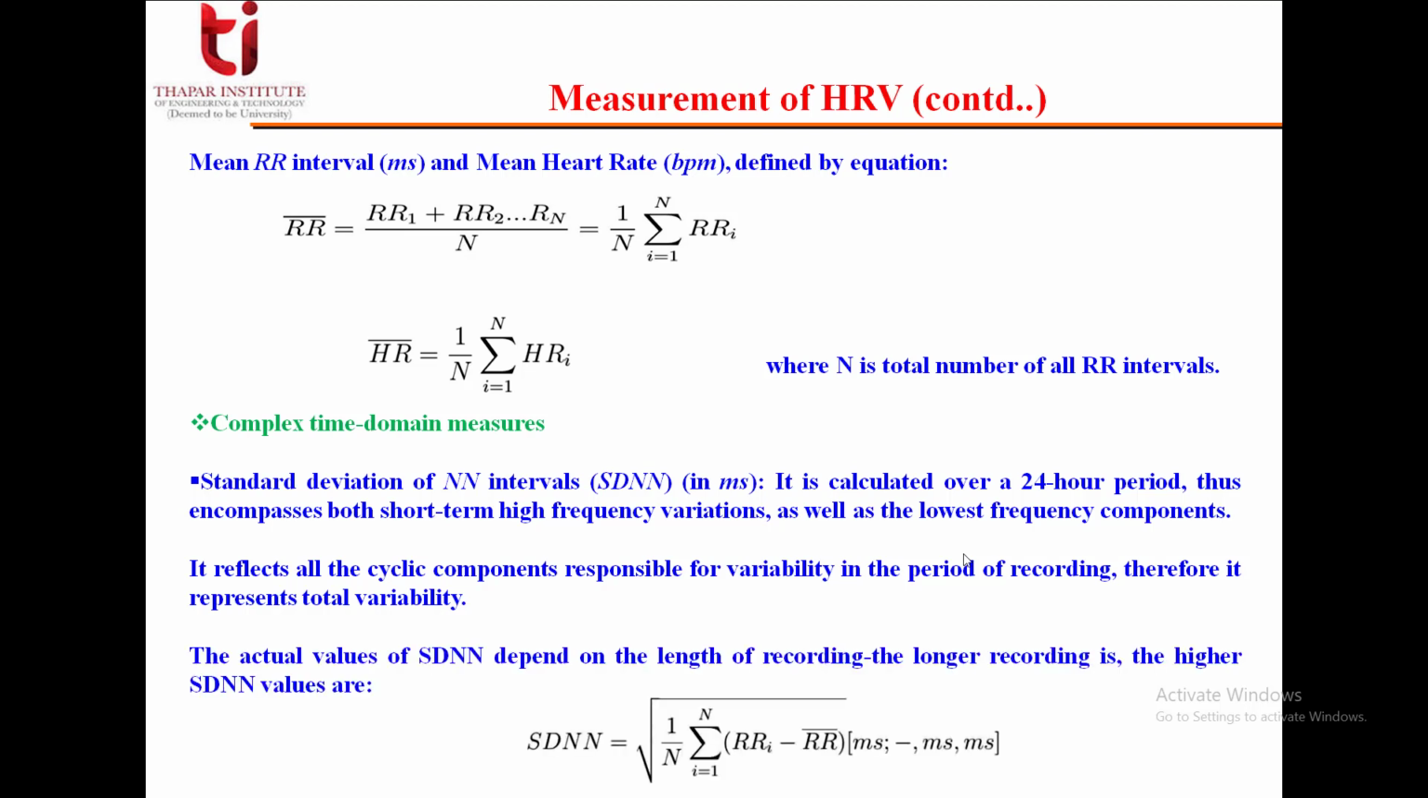The actual values of SDNN depend on the length of recording. The longer the recording is, the higher will be the SDNN values, and it is calculated as you can see in this formula: square root of 1 by n, summation i equal to 1 to n, RRi, where i is any interval running from 1 to n, minus the mean RR. So it is measured in millisecond.